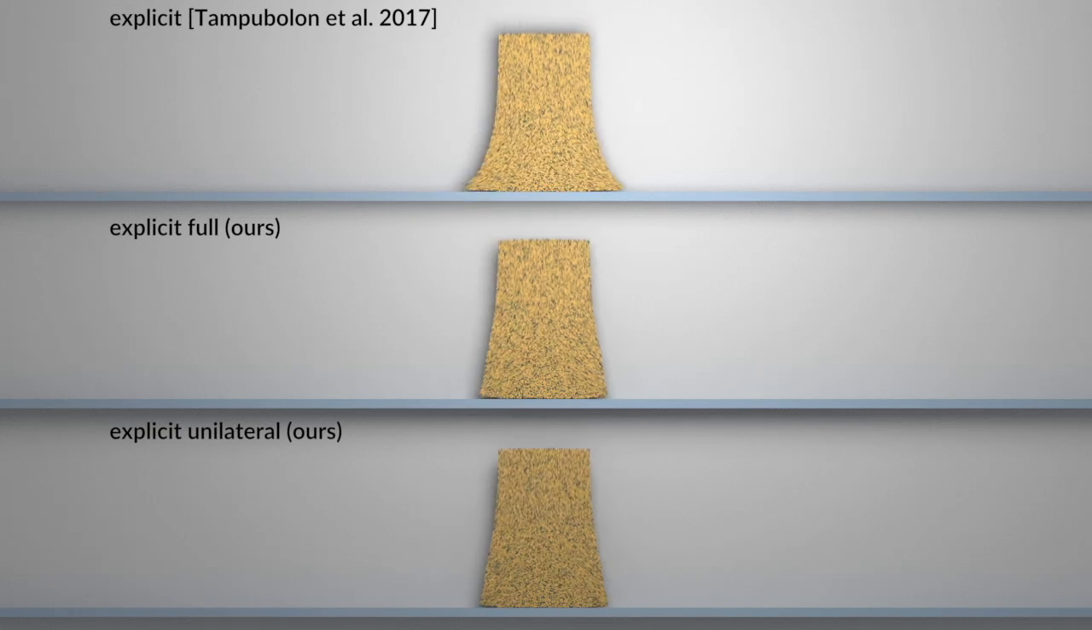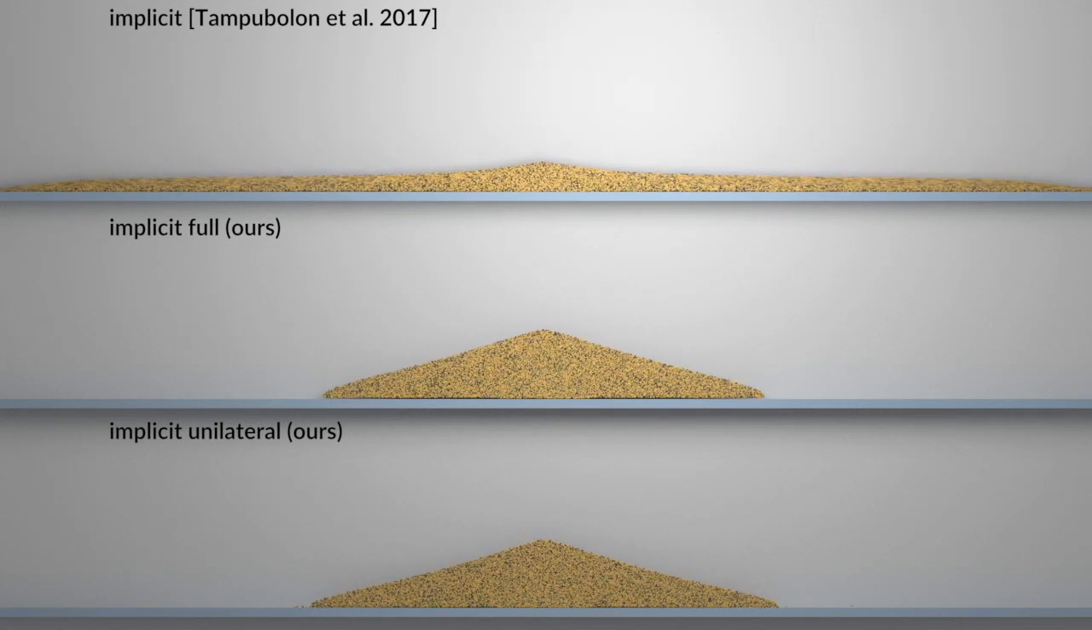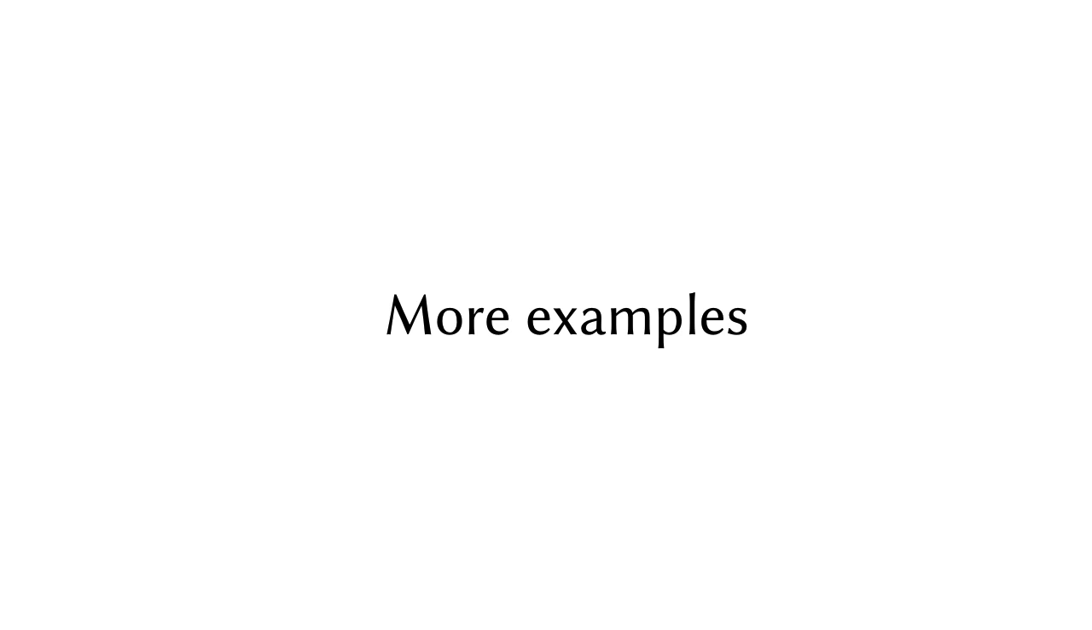Here we show a comparison result for explicit NPM. For implicit integration with lagged plasticity, our unilateral model closely resembles the characteristic shape of the original Drucker-Prager behavior without suffering from overly spreading artifacts and unnatural wavy patterns. Here we show more 3D results simulated within our framework.